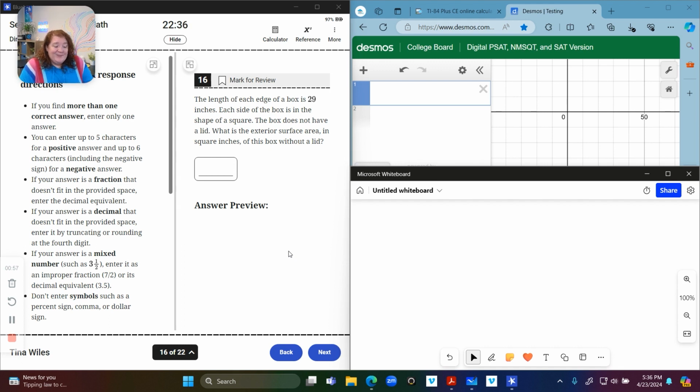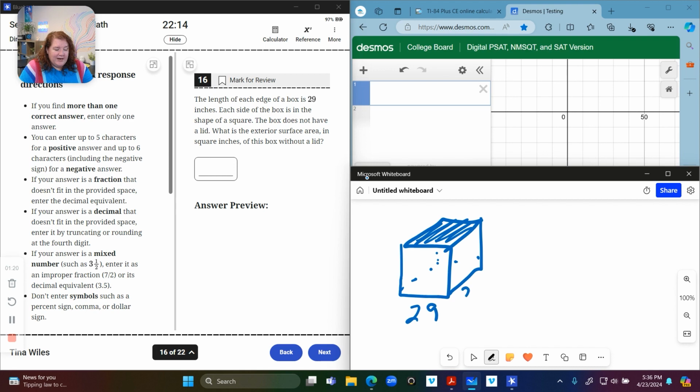Number 16, the length of each edge of a box is 29 inches. Each side of the box is in the shape of a square. So what we have is a box that looks like this. The box does not have a lid, so this part here is open. And we know that each edge is 29. What is the exterior surface area in square inches of a box without a lid?